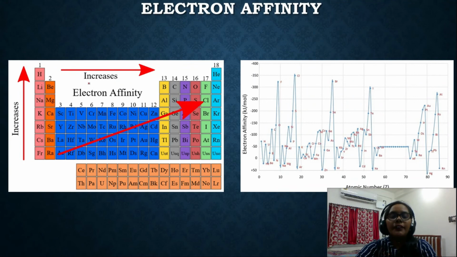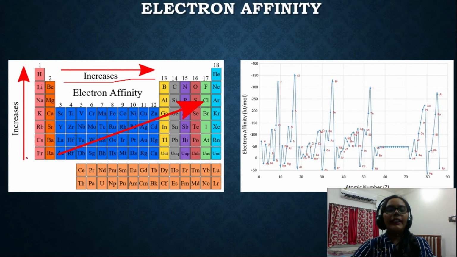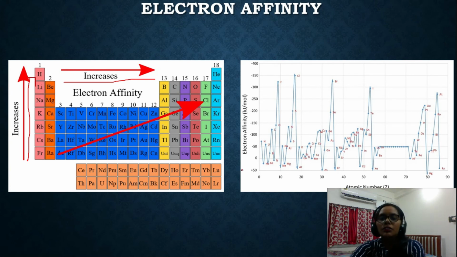Okay, whatever I have told you, just see, this is the modern periodic table, and if we go towards the right side, it will increase, and again if we go from bottom to top, again it will increase. Understand? So this is the trend of electron affinity throughout the whole periodic table.